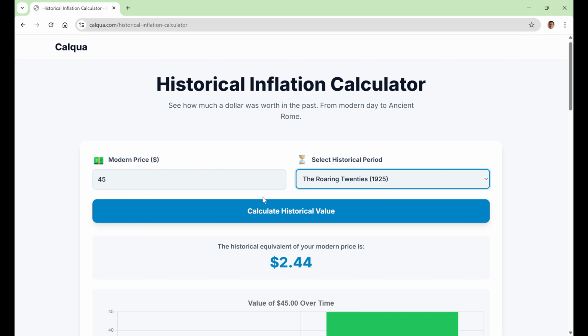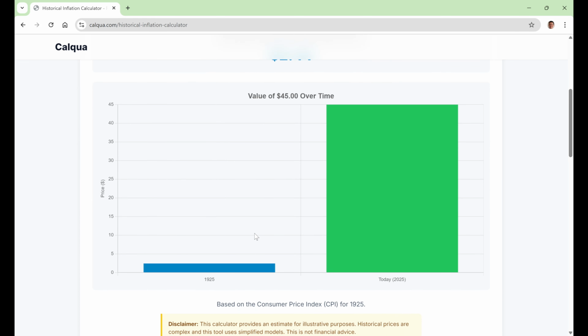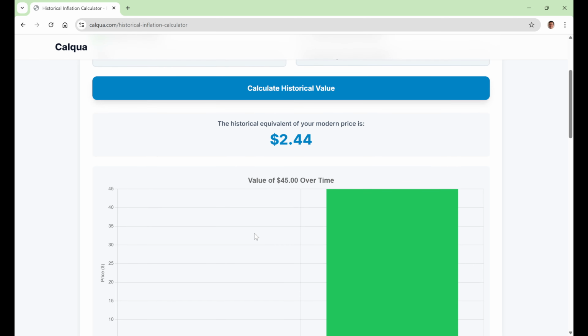When we input $45 and select the year 1925, the calculator shows us a historical value of $2.45. This means that a purchase that cost just $2.45 back in 1925 would require $45 to be made today. This difference is stark and immediately illustrates the vast change in purchasing power over a century.